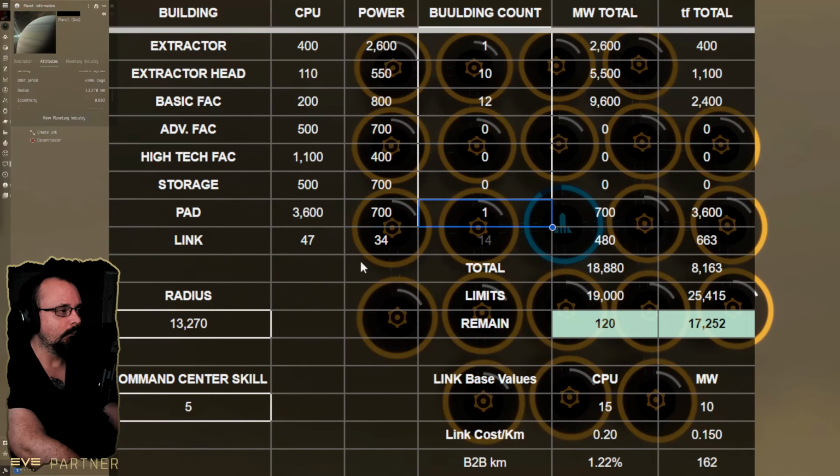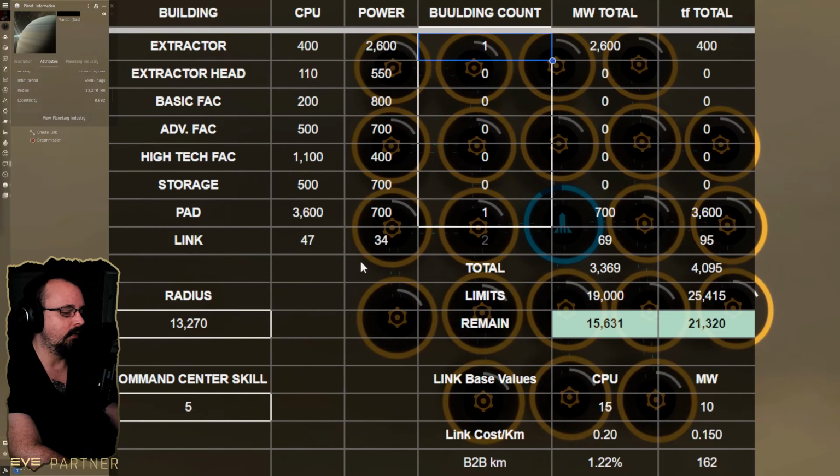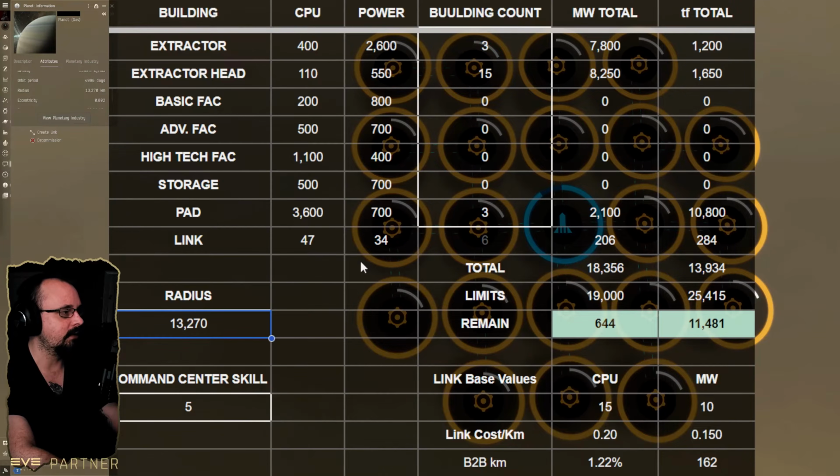Now, with all the information, we can actually go in here and start planning what we can do. So let's say you want to do an extractor-only planet, you could technically do 3 extractors with 5 extractors each, and then give each of those 3 its own launch pad, and you'd have about 644 power left over. And that's what's nice about having all this information: if you know the radius and you know what you want to put on as far as buildings go, then you can see roughly if it's possible.